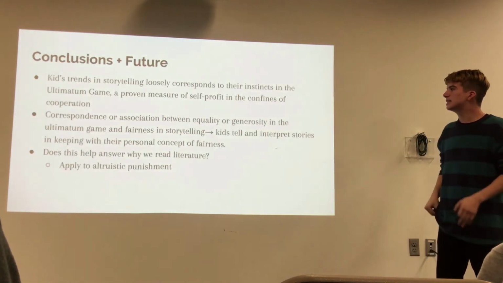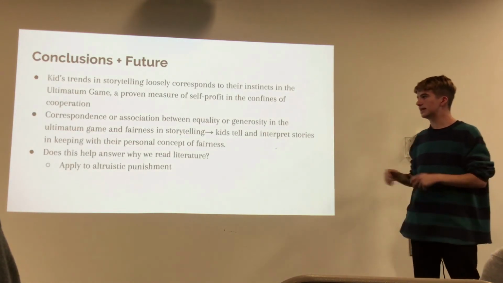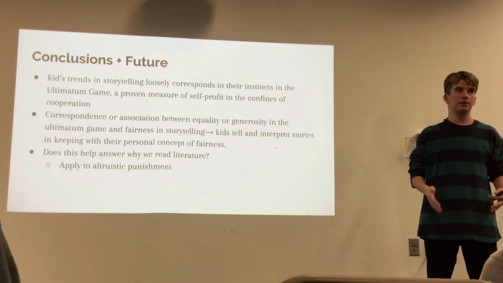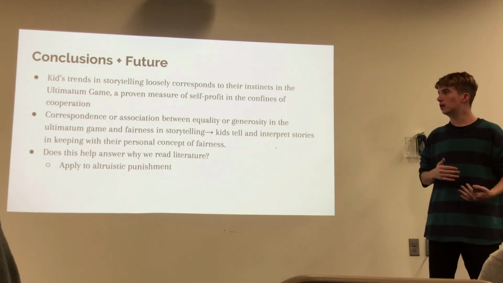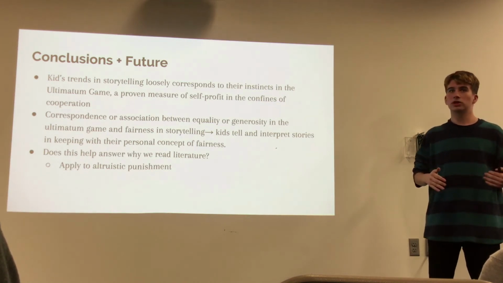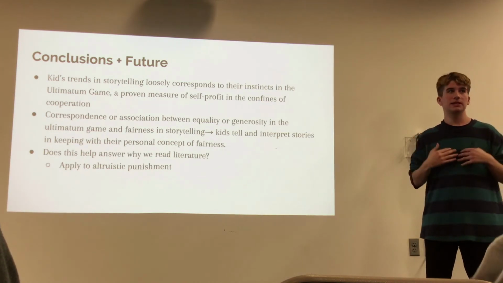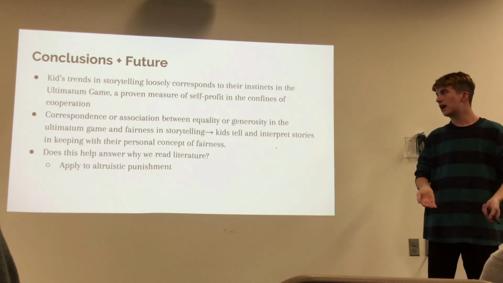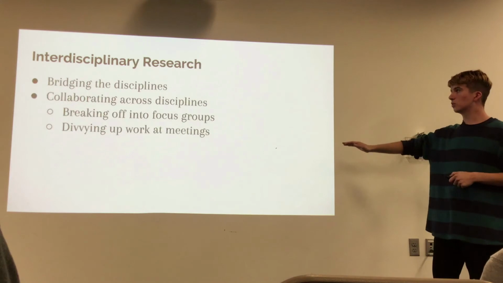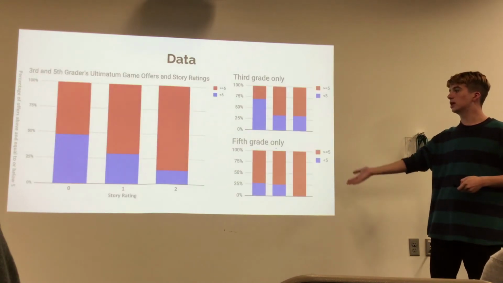And basically what this says is that kids tell and interpret stories in keeping with their own personal concepts of fairness. So what kids interpreted as fair corresponded in their story. If what was fair to them was keeping 7 and offering 3, or keeping 8 and offering 2, or keeping 5 and offering 5, that loosely was associated with their data in their storytelling as well.